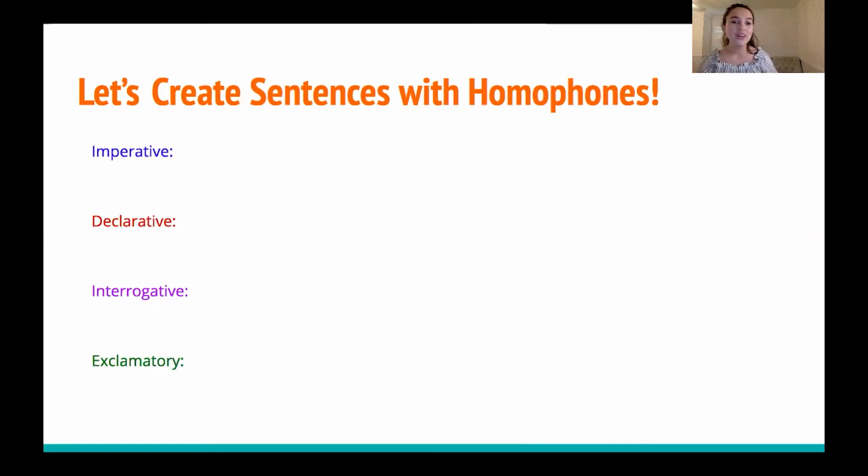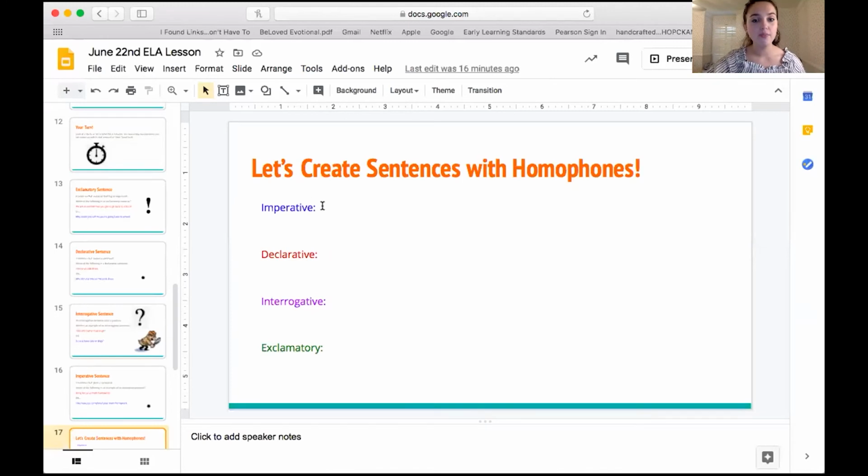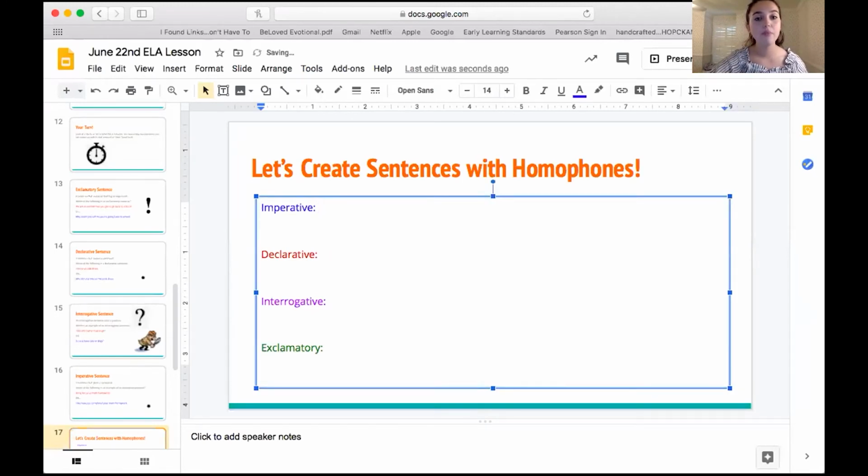All right, we are going to take the time together to actually take the knowledge that we learned in the beginning about homophones and the knowledge that we learned about sentence types, and we are going to put them together and create some sentences with homophones. So the very first one we are going to do together is an imperative sentence. I'm going to actually put my mouse in there so we can type it out together.